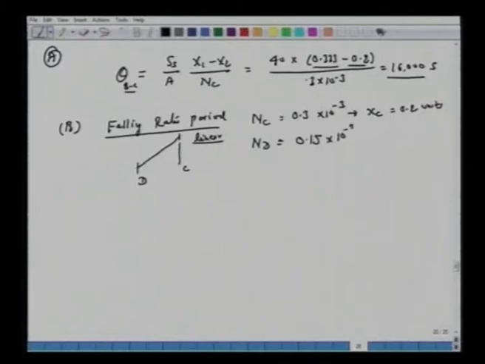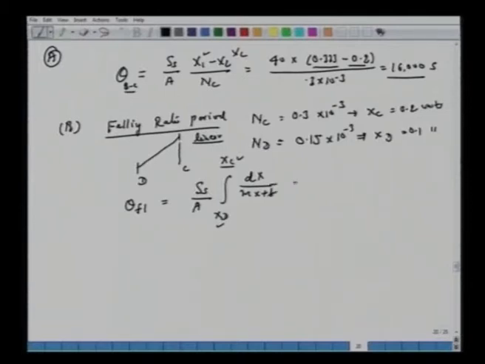10^-3. We have this Xd, you can read 0.1 units. So theta f1, 1 to denote the first falling rate period, is the same as Ss over A times the integral over Xd to Xc. So we are decreasing from Xc to Xd. First we decreased from X1 to Xc. Now we are decreasing moisture content from Xc to Xd, we have dX over (mX plus b), all of those we integrated.